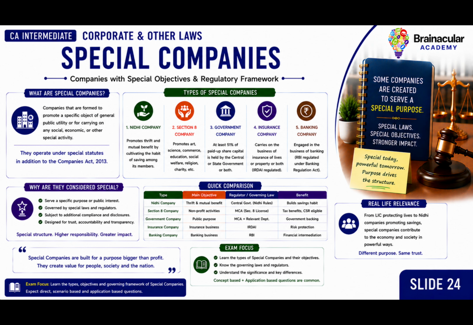Now we will go to special types of companies. First we will go to small company, which is explained in section 2 subsection 85. Now a small company means a company which is other than a public company and whose paid up share capital does not exceed rupees 4 crores and turnover as per its last profit and loss account does not exceed rupees 40 crores.